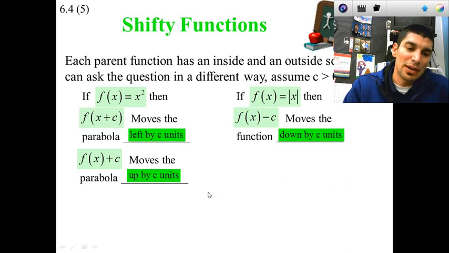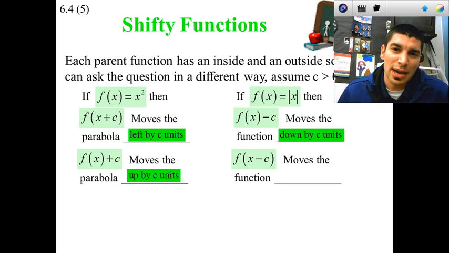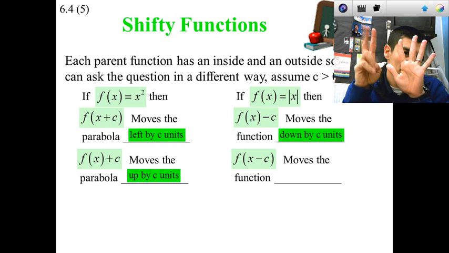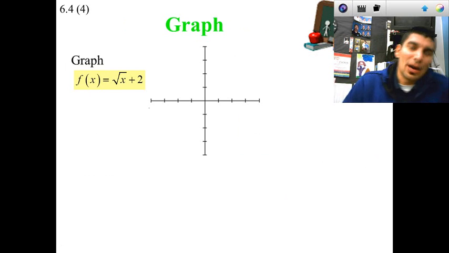Good, I know you're getting better at this, even though I can't see you, but you can see me. All right, f of x minus c moves the function which way? Talk about it. Go. Good. Right, by c units, because we're doing the opposite. And the opposite of affecting the x is always going to be left and right, and this will be right by c units.